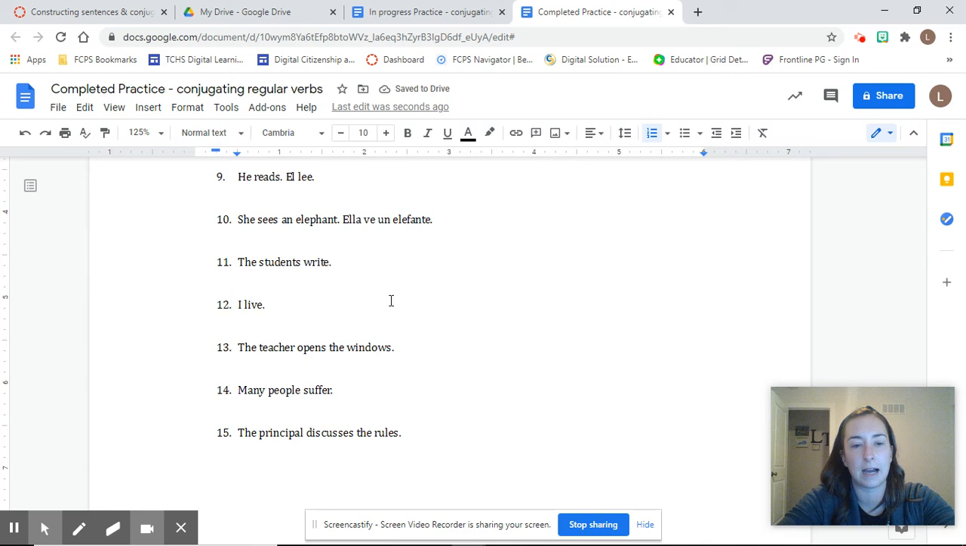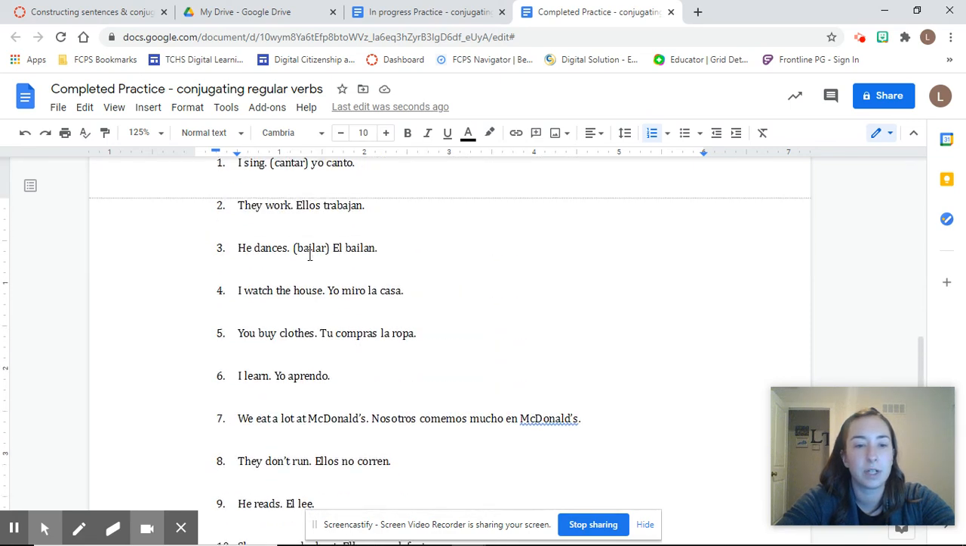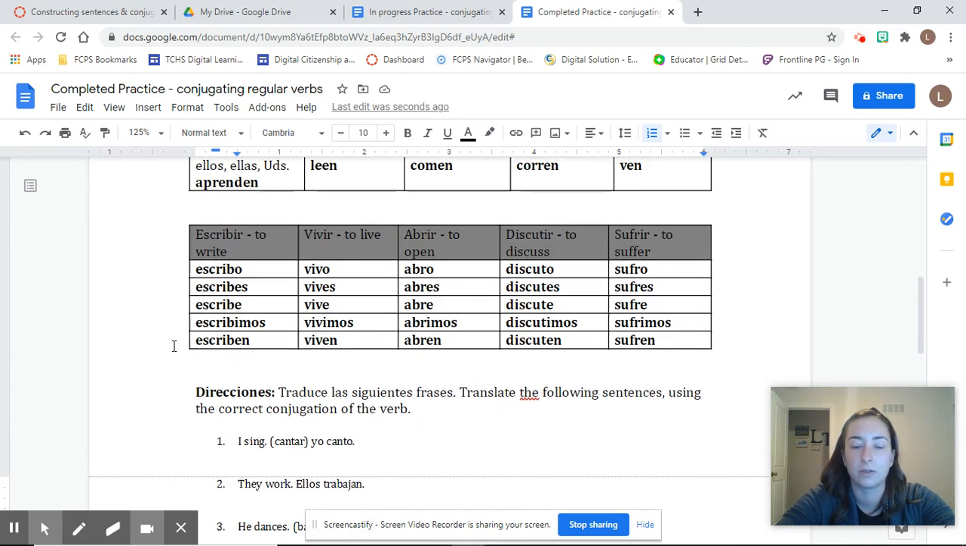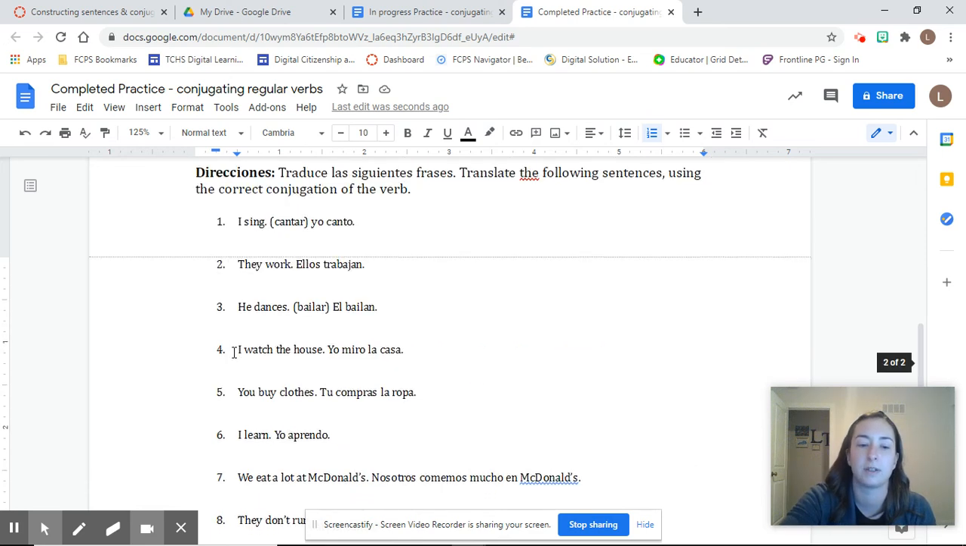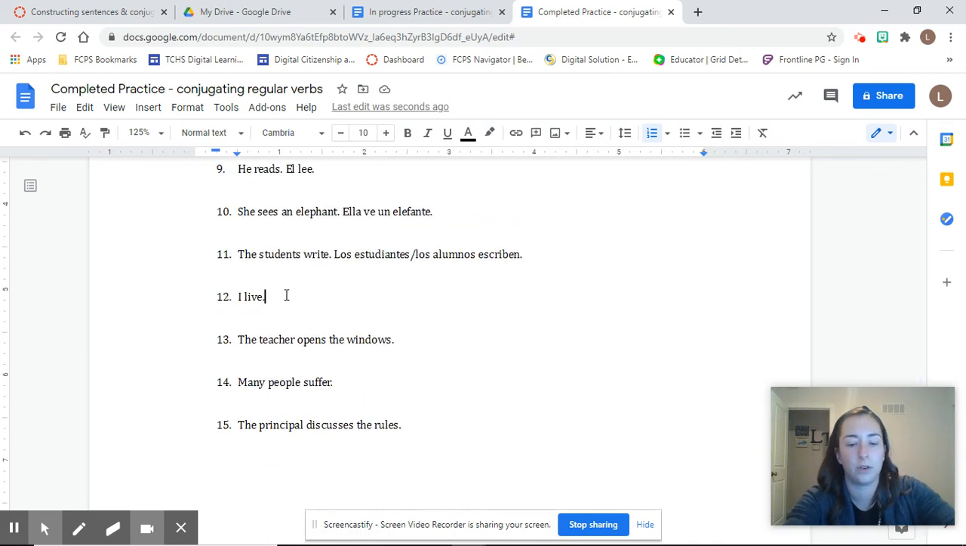The students write. So there's a couple different words for students. You can either use los estudiantes or los alumnos, whichever one you want to use. Think of like the word alumni. Los alumnos escriben. The students write. So that one, you've used an actual subject, but the subject corresponds with the ellos, ellas, ustedes form. Los estudiantes, you could substitute that with ellos. So escriben matches that subject. I live, yo vivo.